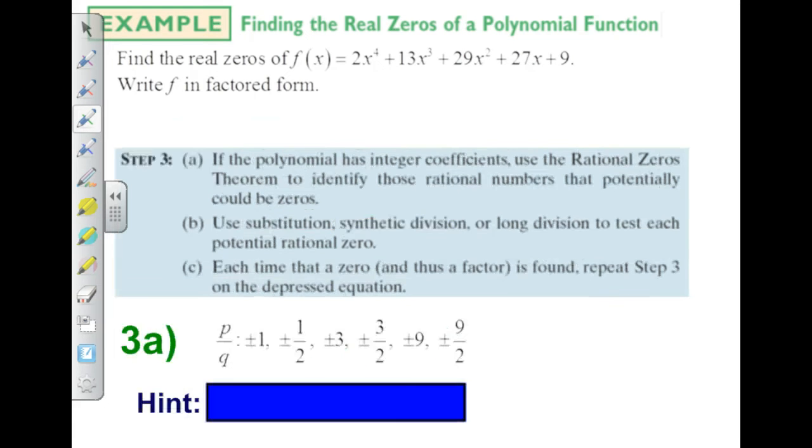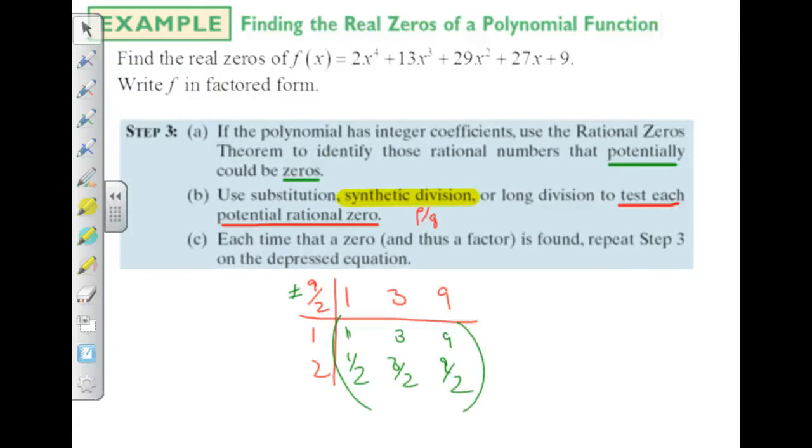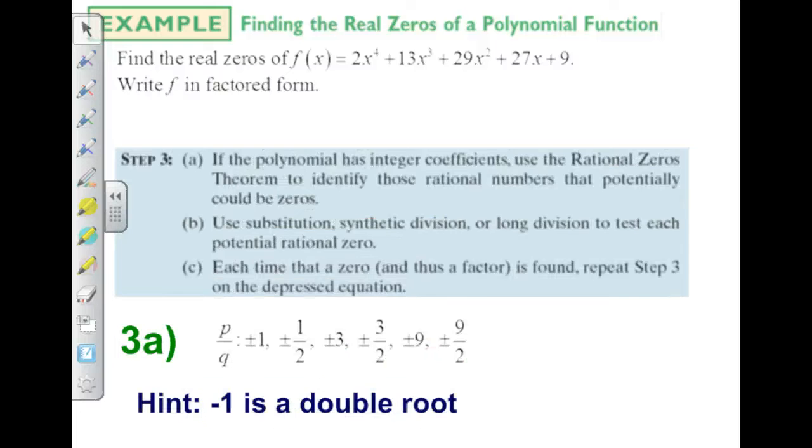Don't worry, I'll actually give you a hint on the day of the test so you don't have to sit there and try. How many times do we say? 12 times. You could be taking your test all day. So I'll give you a hint in your test, and I'll tell you, oh, maybe -1 is a root that you should know works. So let's pull out the coefficients, 2, 13, 29, 27, and 9.